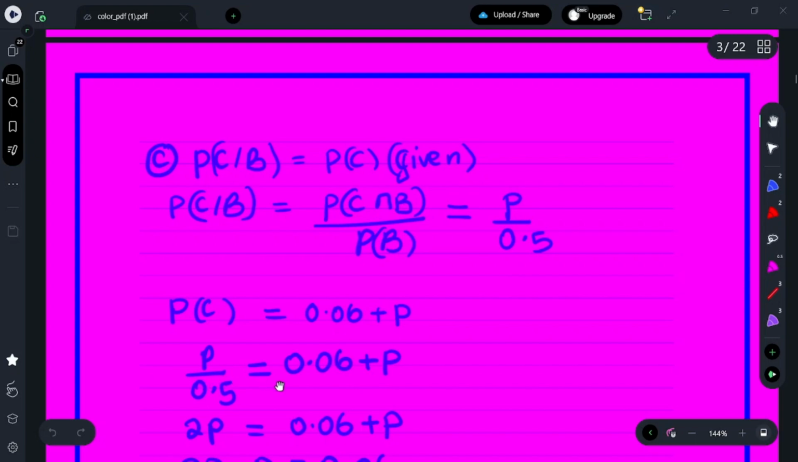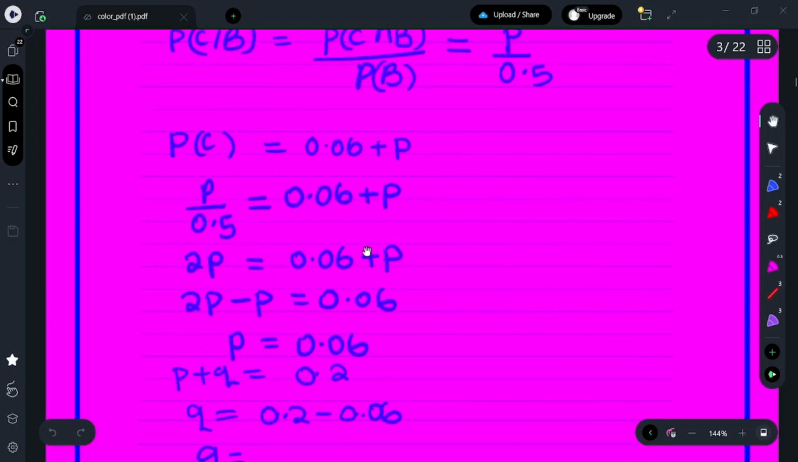So if we put that and make P the subject of the formula, we're going to have 2P equals 0.06 plus P, which is going to give us P equals 0.06. We already have the value of P. We want to get P and Q.